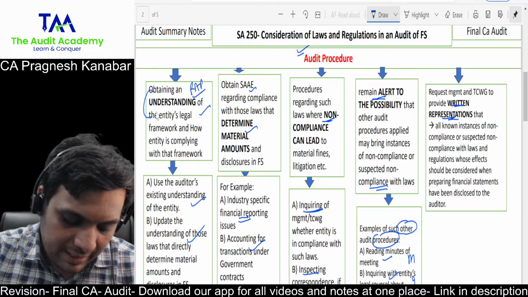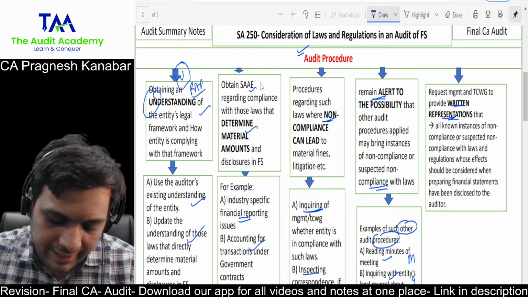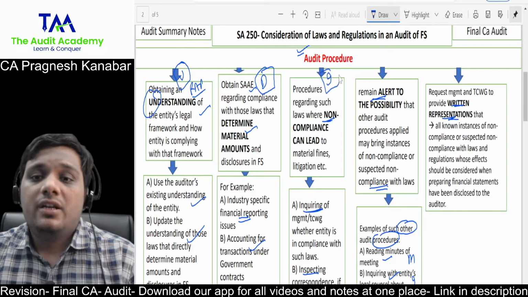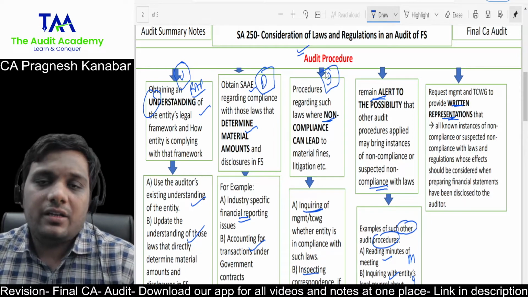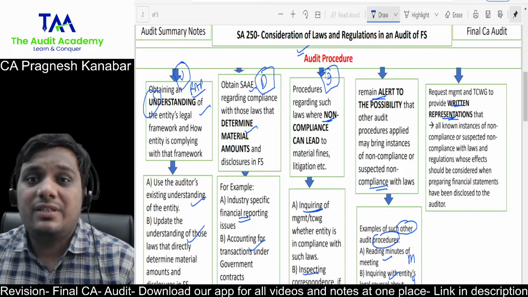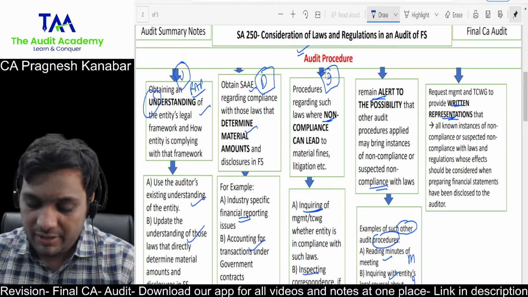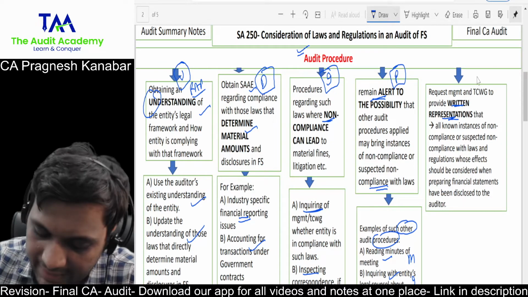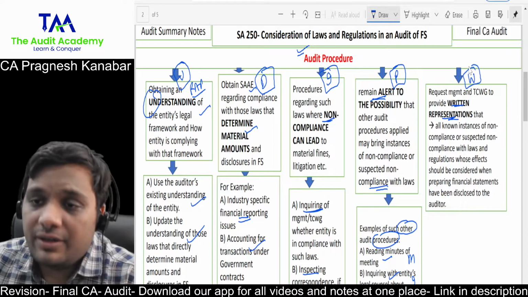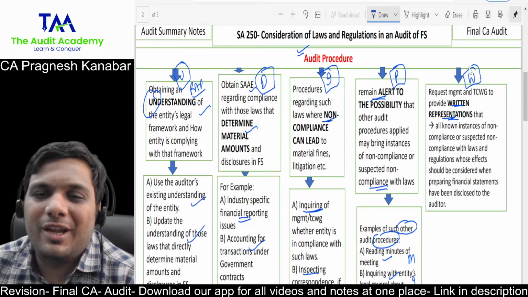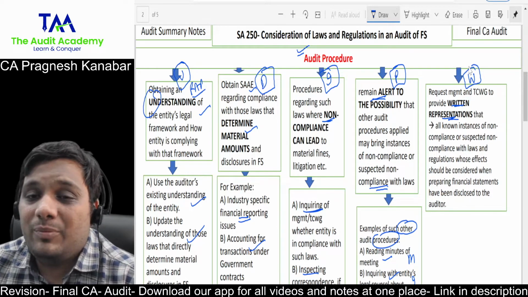So first, obtain an understanding. Then for laws which have a direct effect, obtain sufficient and appropriate audit evidence. For laws which have an indirect effect, where non-compliance could be material, perform specific procedures like conducting inquiry and inspecting correspondence. And then maintain an attitude of professional skepticism. And then please obtain written representation. So ODIP W, ODIP written, or whatever you want, you can put it over there. But these are the audit procedures to be performed.